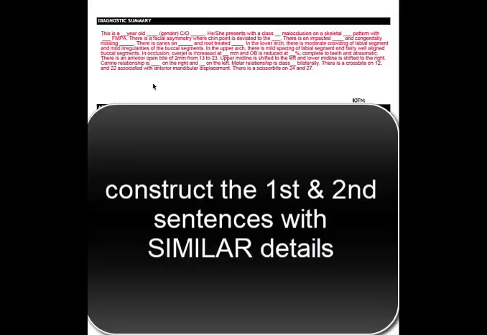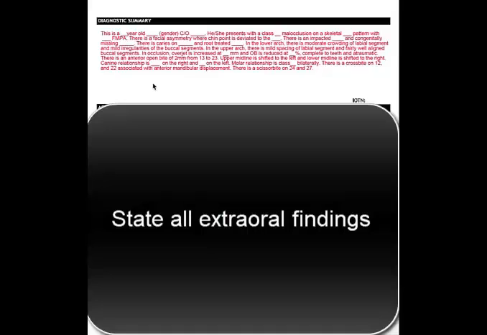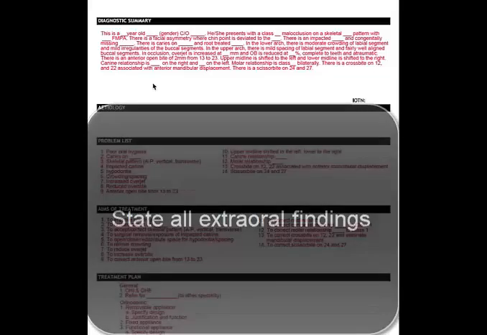She presents with a Class 2 Division 1 malocclusion on a Class 2 skeletal pattern with increased FMPA. If the patient has a facial asymmetry, then you should mention there is a facial asymmetry where chin point is deviated to the right or to the left.